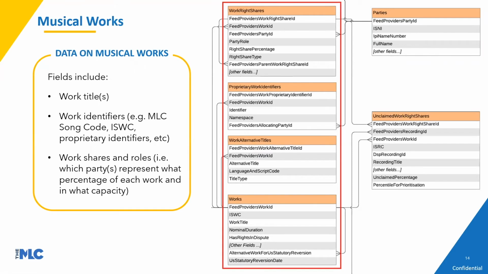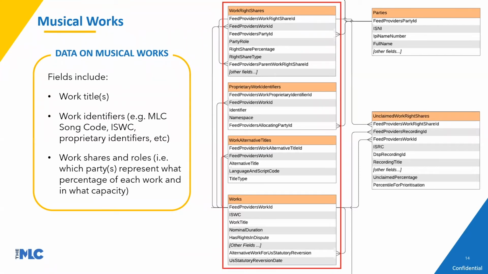So the next section is obviously relating to musical works. Again, another core component of a musical work database. Information includes work titles and alternative titles as well. All sorts of work identifiers, which are really key to the work that the MLC is doing. So the MLC song code, obviously, but also ISWCs, which is the international standard code for works. Proprietary identifiers, if we have them, etc. So identifiers are very much an essential part of that database.